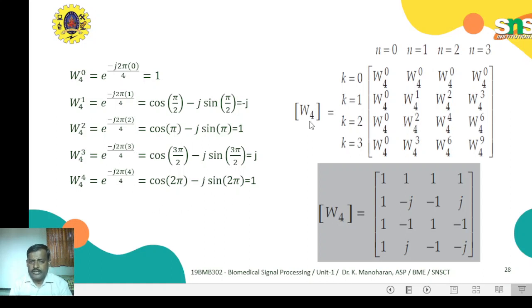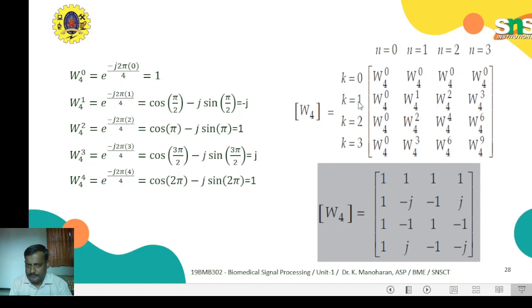We'll look at the construction of the W4 matrix. All combinations we need to take. So this will be W4 of 0 and W4 of 0 in this row and column. Here look at W4 of 1, W4 of 2 and W4 of 3, and then W4 of 2, W4 of 4 and W4 of 6. Here W4 of 3, W4 of 6 and W4 of 9. This is the k value and this is the n value. These two multiply and that will be put here. Look at this 0, here also 0. So 0 into 0 will be 0 here, 0 into 1 will be 0, 0 into 2 will be 0, and 0 into 3 will be 0.